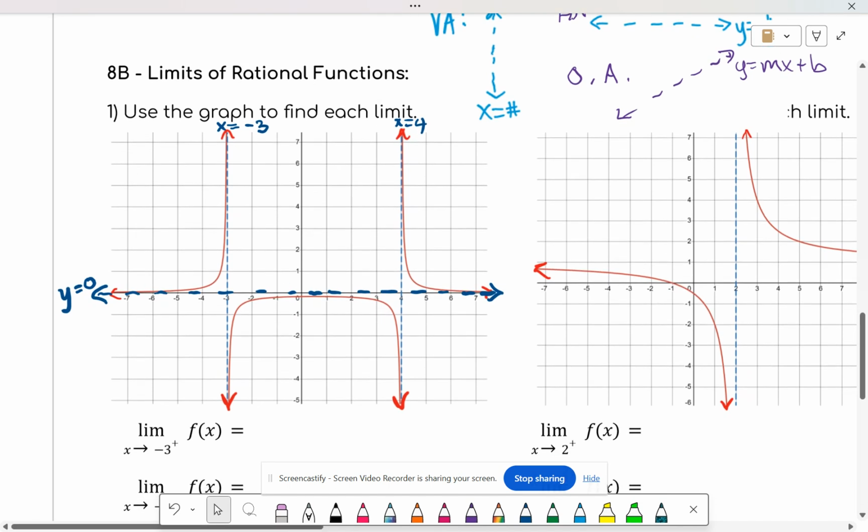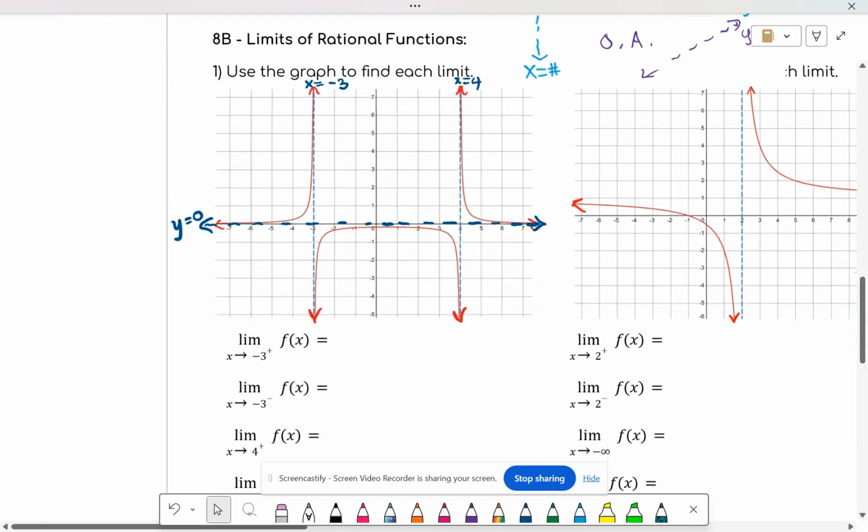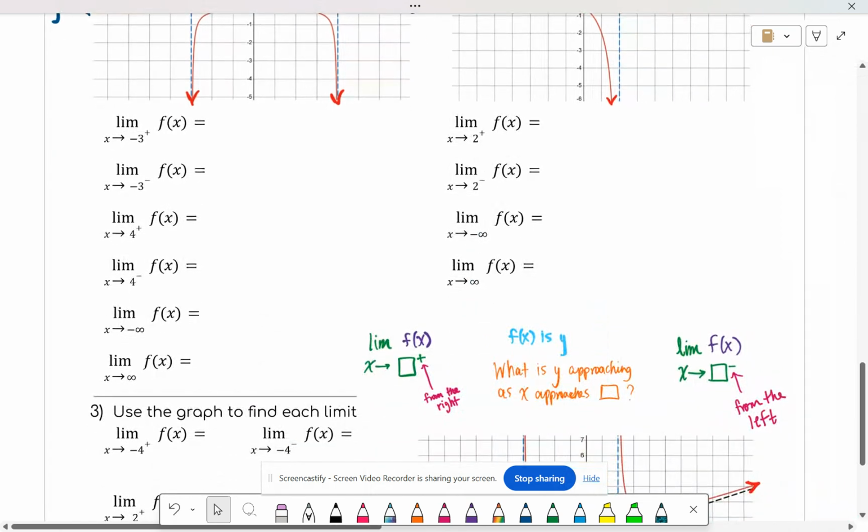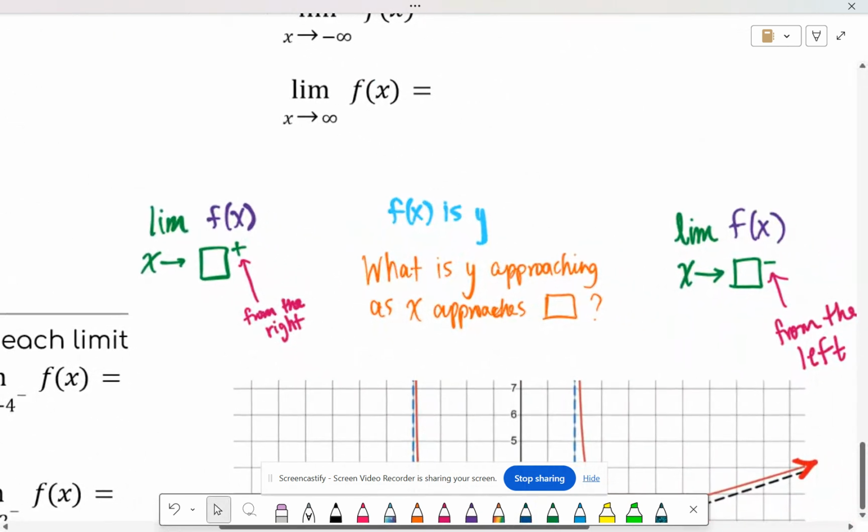So to find the limit, remember that we had written in our notes that the limit of f of x, remember f of x is y, as x approaches whatever means, hey, what is y going towards as x goes towards this thing? And this could have a plus next to it, which means it's approaching it from the right, or it could have a minus next to it, which means it's approaching it from the left. So the from the right and from the left is the important piece.